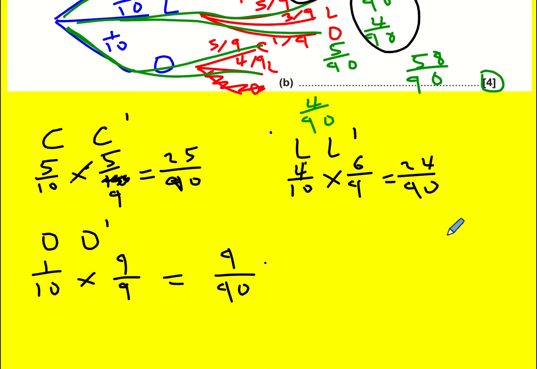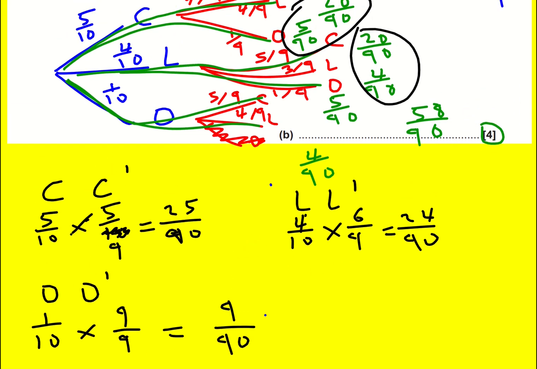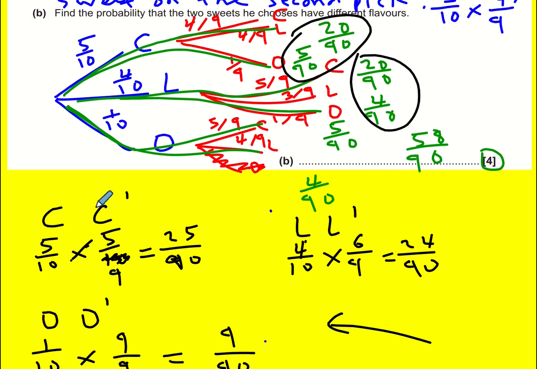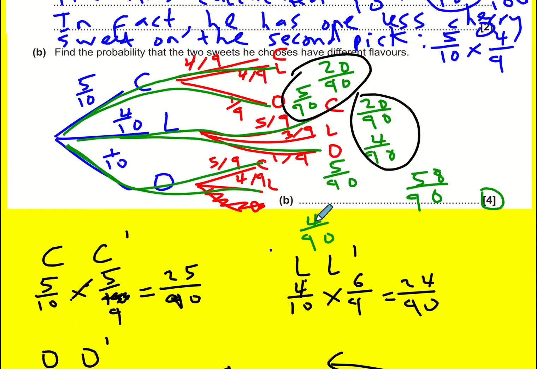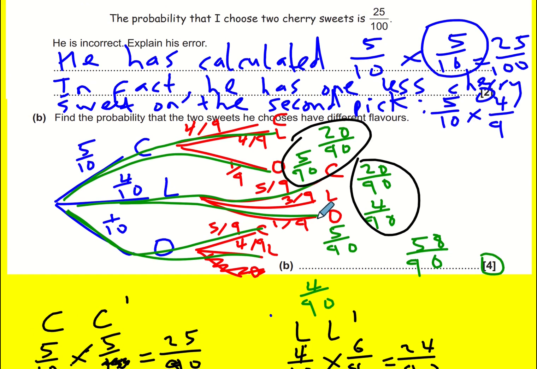And if I add these up, I'll get 25 plus 24 is 49. Add my 9, that gives me my 58. I get 58/90 again. So in some sense, this seems a little bit more confusing, but it's very quick. If I can just understand that and get my head around the not cherry bits, then I can do this question in a very quick time, whereas otherwise I have to draw my tree diagram, work these out separately. It takes a bit more time.